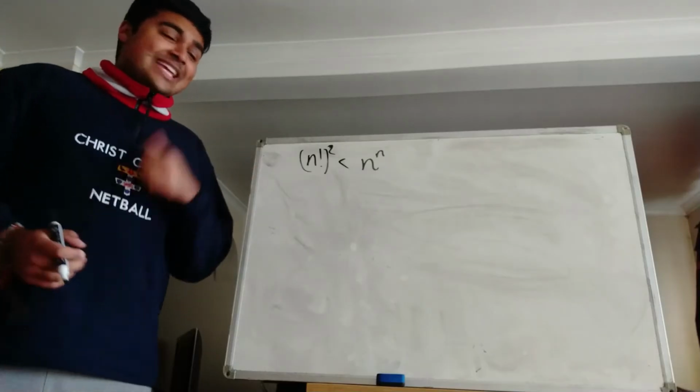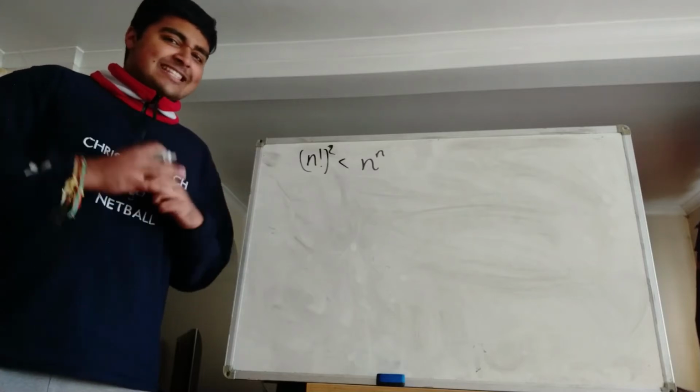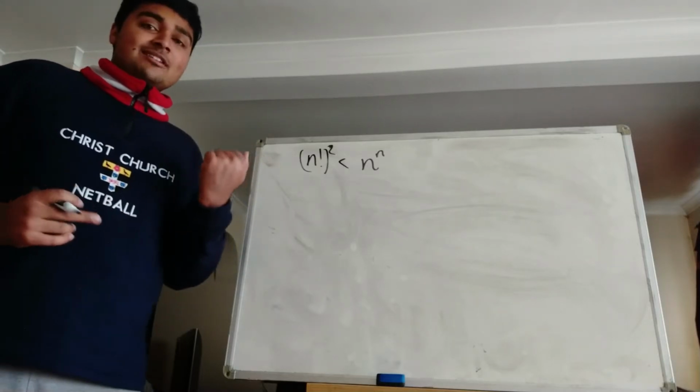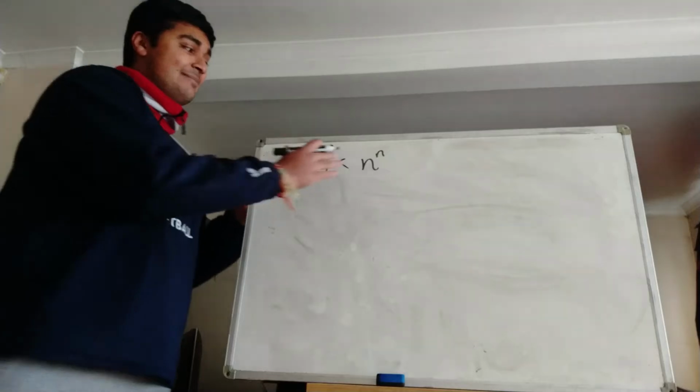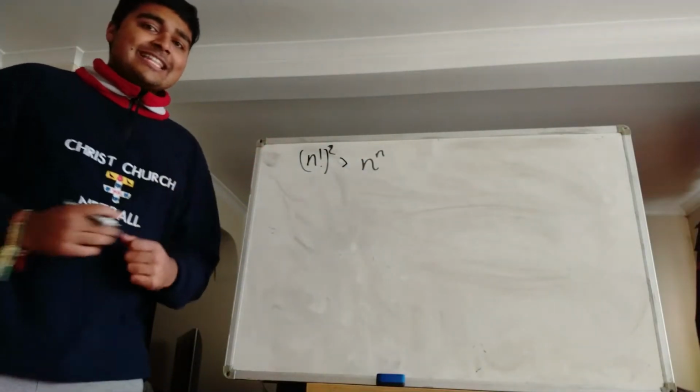Okay, so we want to know, is (n!)^2 eventually less than n^n? And the answer to this is actually no, and in fact this inequality sign should be the other way round. I claim that for sufficiently large n, (n!)^2 is in fact bigger than n^n.